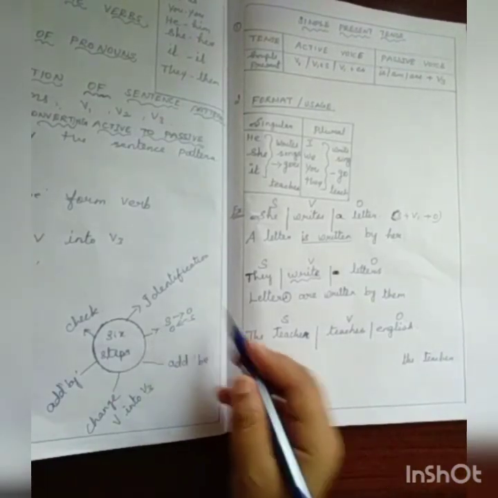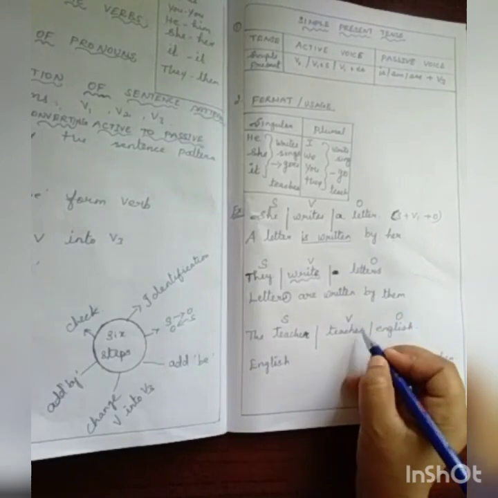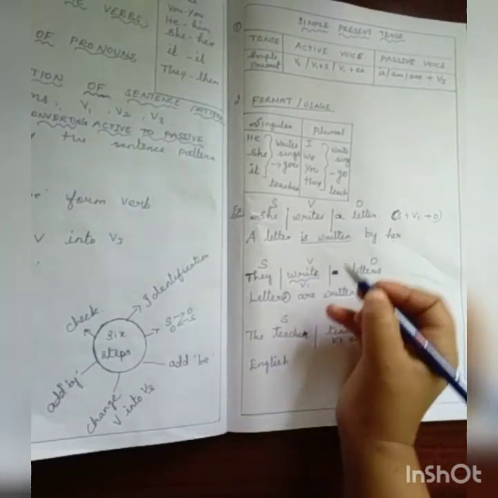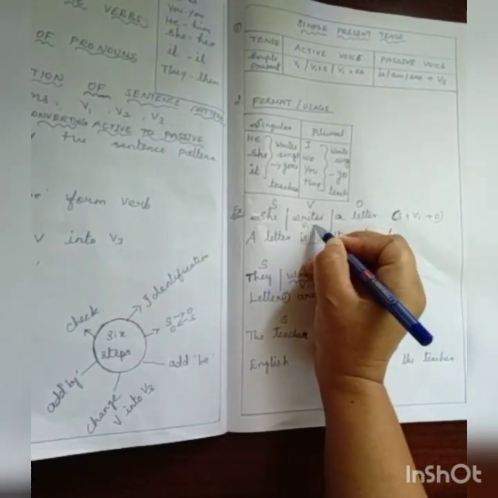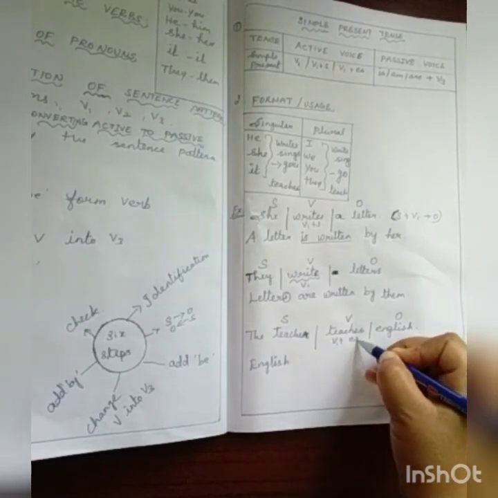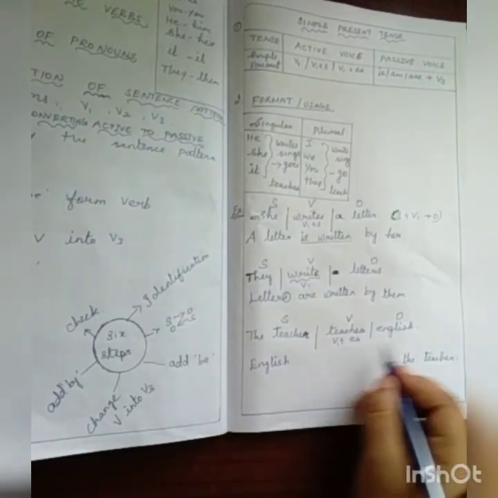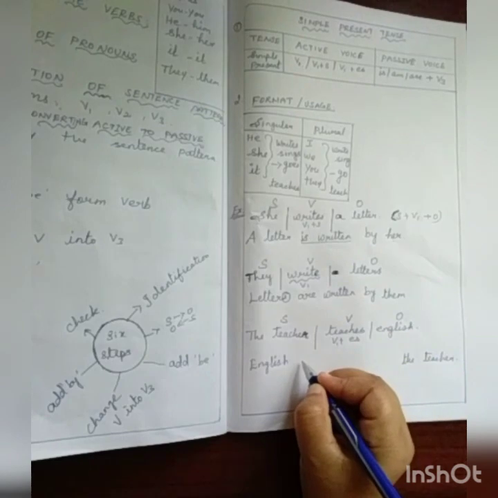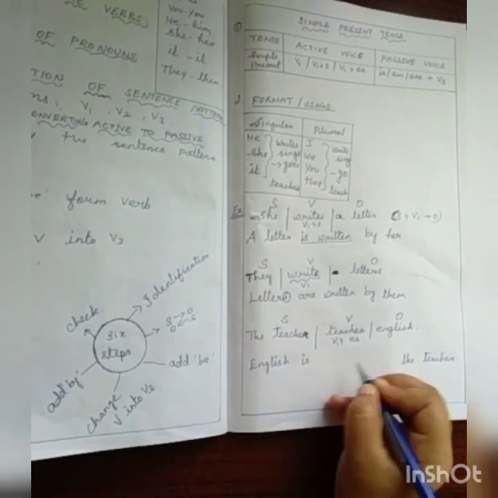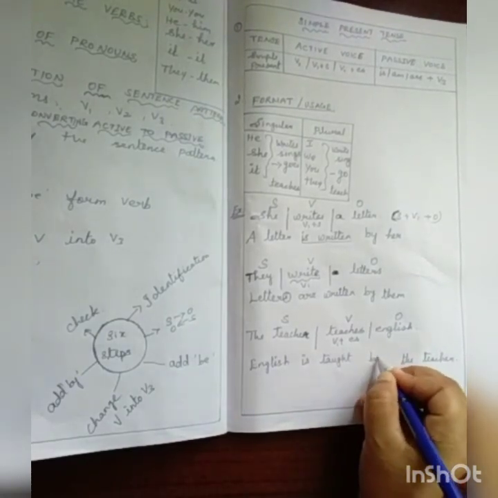Then next, you are going to add be form verb. Here the teacher is singular, so teaches is v1 plus es. Here v1 plus s, and here v1 plus es. If the verbs are like this, that is active voice present tense. So what will come? English is singular. What is the v3 form of teach? Teach, taught, taught. English is taught, T-A-U-G-H-T, taught by. You are going to add by the teacher.